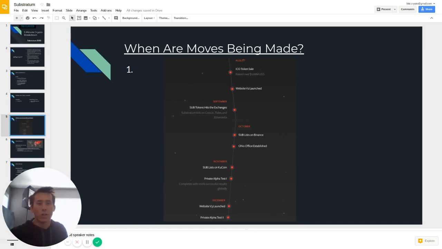So it looks like back in August, they had their ICO token sale where they raised over $12 million in their token sales. Launched their website in September. Their tokens hit the exchanges. And it looks like November, December, they were testing and launching different versions of their application and network.